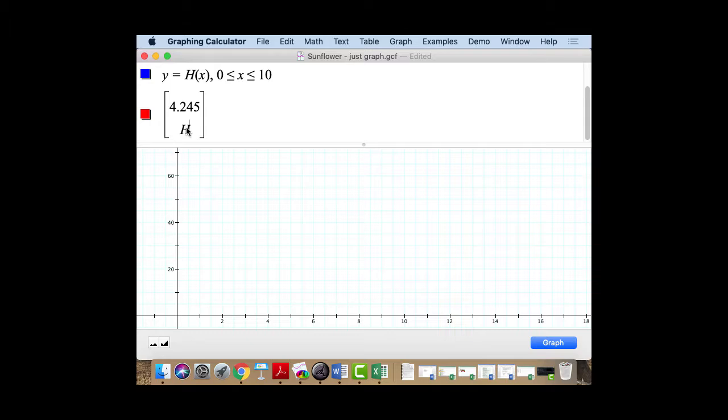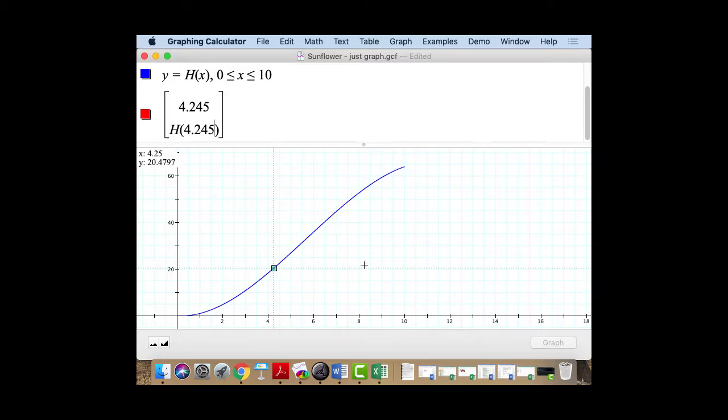And I want h of, exactly, 4.245. So now it's right on the graph. I didn't have to calculate it myself, which is good. This is supposed to be a smart program. It knows what function h is, so when I put in h of 4.245, it does the computations. If I want to see what that height is, besides like it looks a little bit more than 20, I can click on the graph.